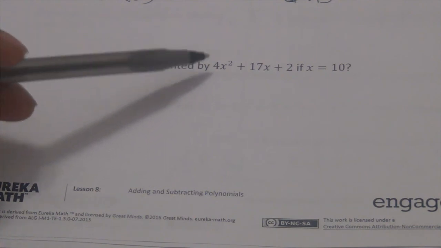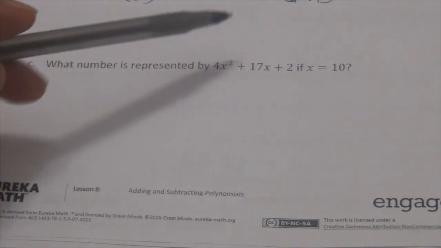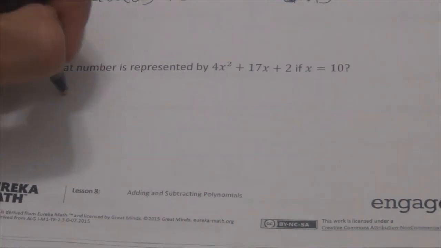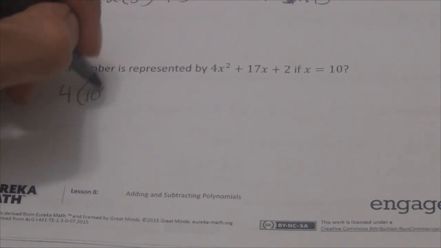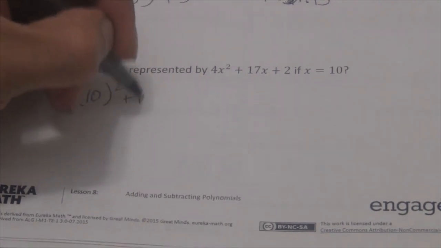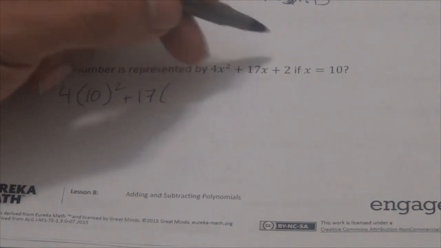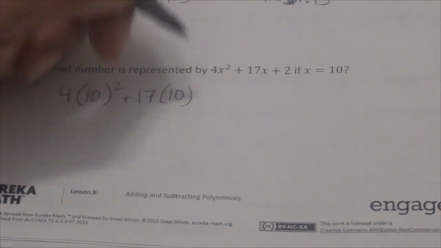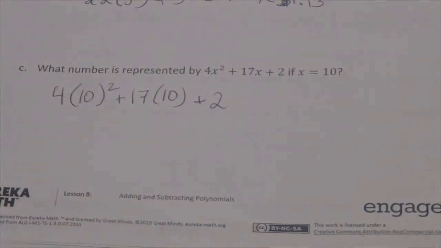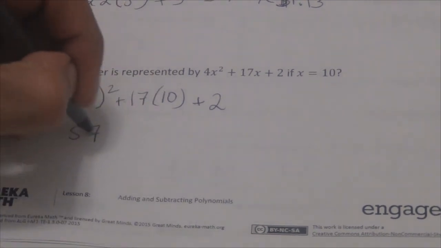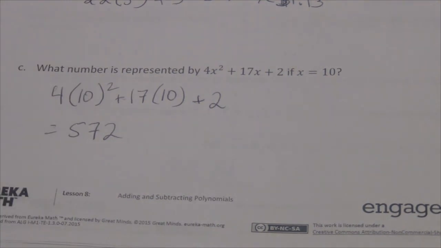What number is represented by 4x squared plus 17x plus 2 if x is 10? Remember what x is. So this is 4 times x squared, so 4 times 10 squared, plus 17 times x, which is 10, so 17 times 10, plus 2. And that equals... Alright, so we got that one.